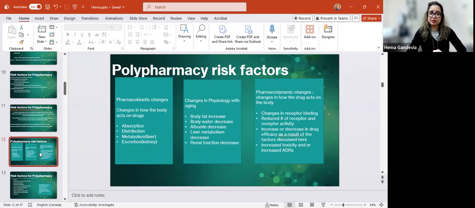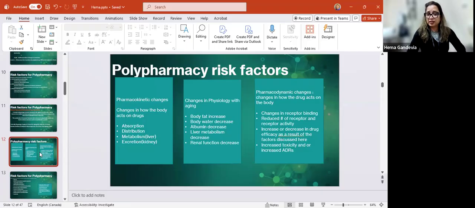So we're talking about body fat increase in some of the older adults. There's body water decrease. There's definitely a marked decrease in albumin levels in some patients. There could be a liver dysfunction or maybe just reduced liver metabolism, reduced renal function. Now, all these coexist. The pharmacokinetics, the physiology of the patient, and the pharmacodynamics, they all exist together. So nothing is just an isolated event in any patient.